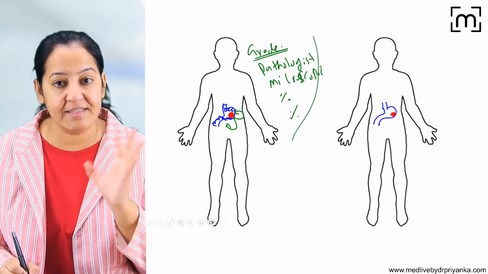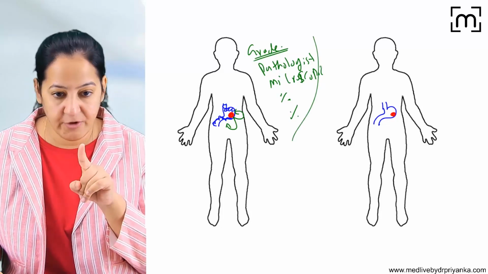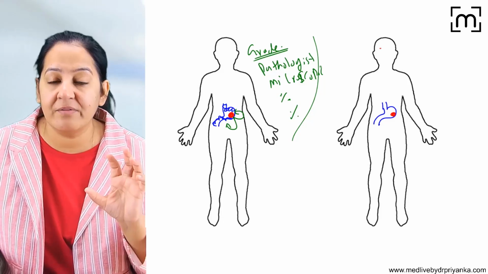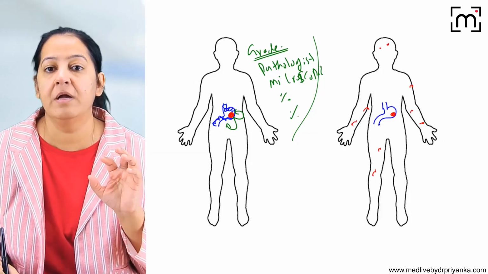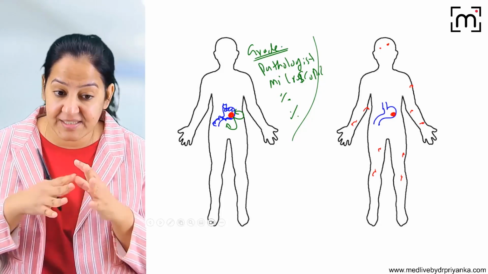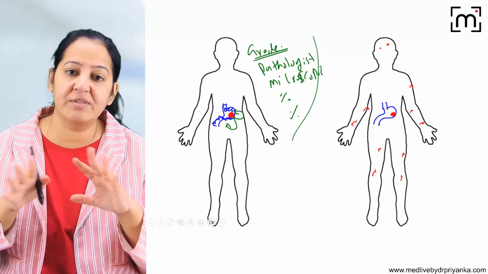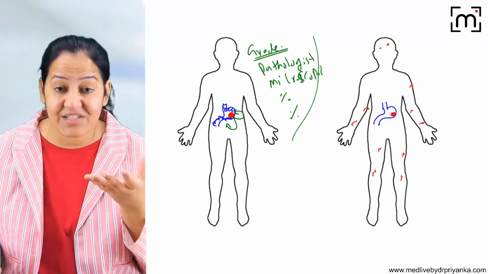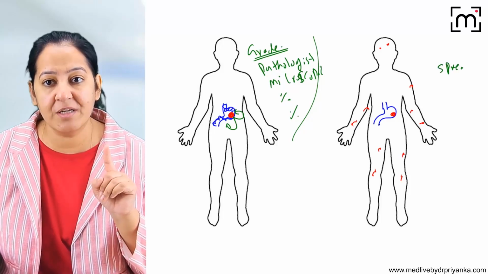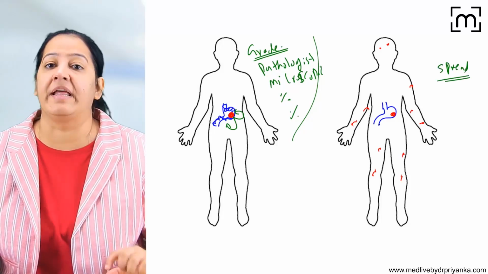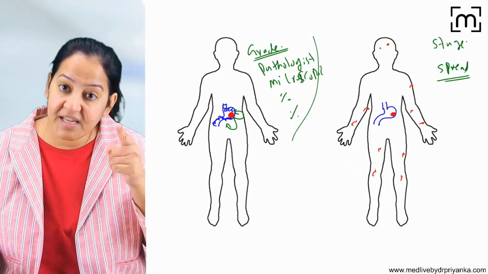This is grading. And what is staging? Now here you can see the tumor. This tumor can show metastasis in multiple organs. Multiple secondaries are formed. We look at the extent to which it has spread to the lymph nodes and to other organs, how much the tumor has spread in the entire body, and that decides the stage. Staging is regarding the spread.